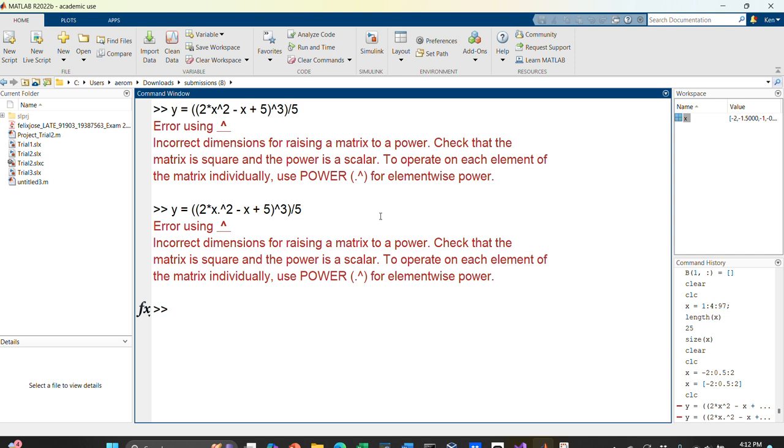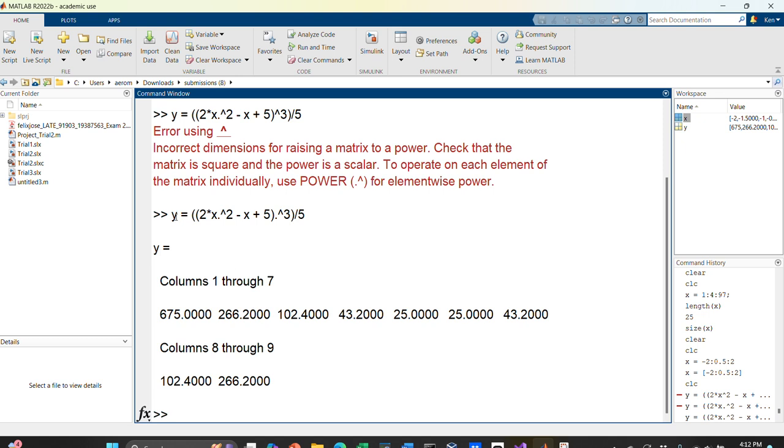It doesn't. Here's why. This entire thing is an array, which means we cannot put it to the power of 3 without a period right there as well. So we'll try one more time. There we go. Now, it can be a little bit tricky to identify exactly when you do and do not need a period, but just remember, if you're ever multiplying, dividing, or exponentiating arrays, which is a 1 by n or an n by 1, you must use the period.